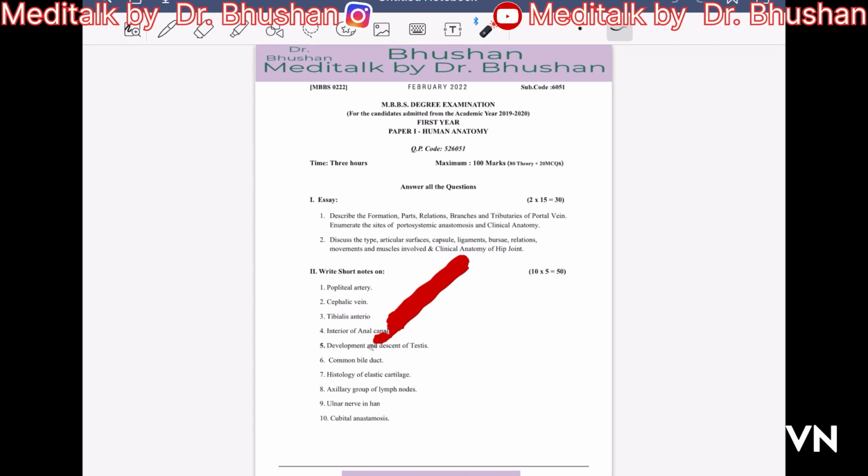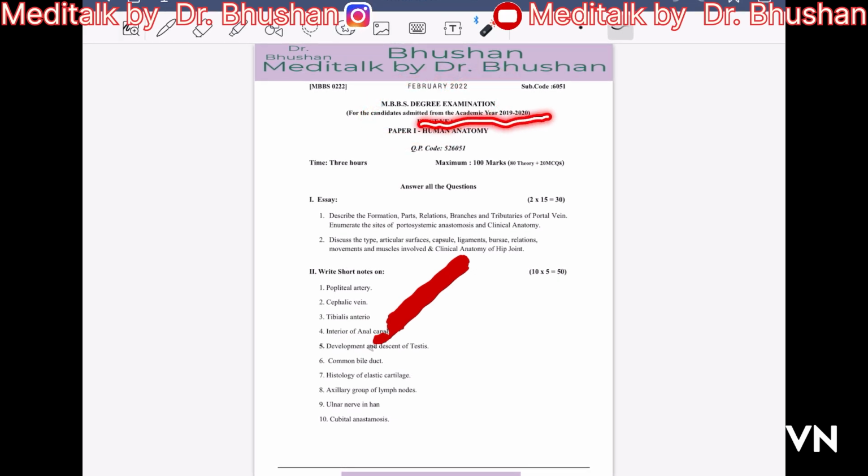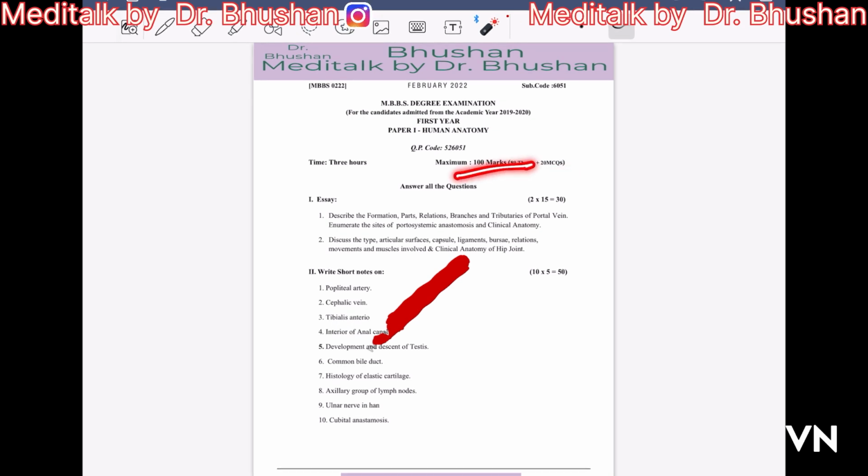Second, this is a 2022 question paper for the candidates admitted for the academic year 2019 to 22. This is also 80 marks theory and 20 MCQ for the 100 marks. First is a long answer question.